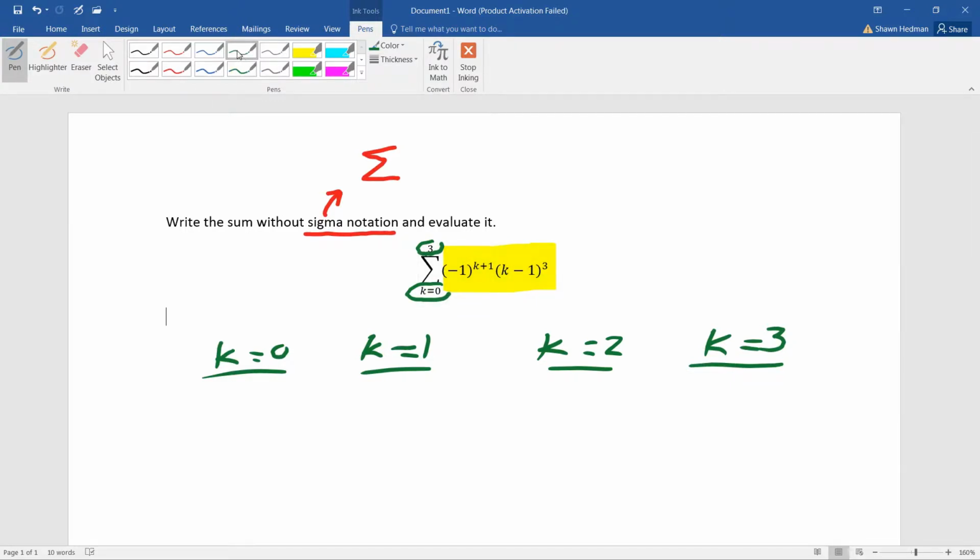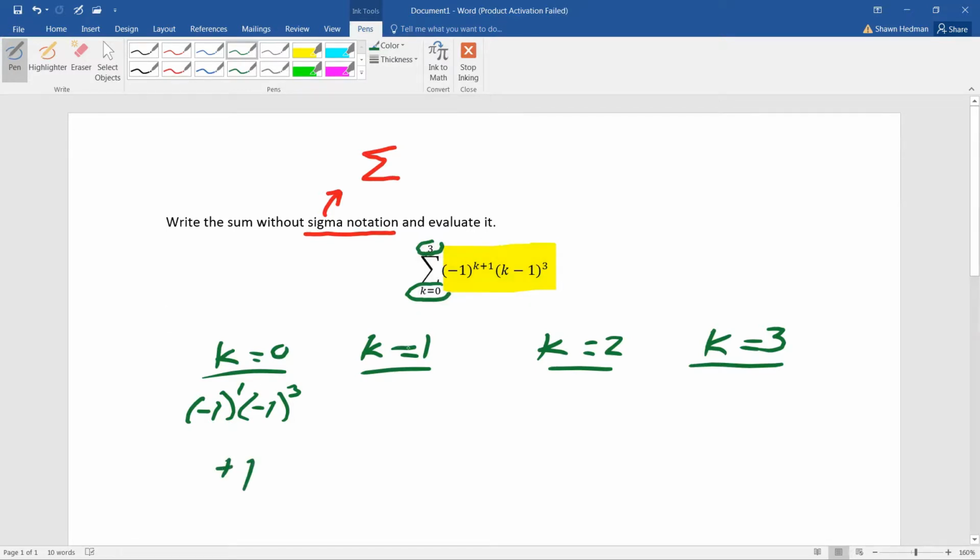So first of all, when k equals 0, when I put 0 in for k, we have negative 1 to the k plus 1. Well, if k is 0, that's just negative 1 to the 1. And for the second parentheses, k minus 1 is negative 1, so that's negative 1 to the 3. We have to be careful with our plus and minus signs here, but this is negative 1 times negative 1. They both have odd exponents, which equals positive 1.